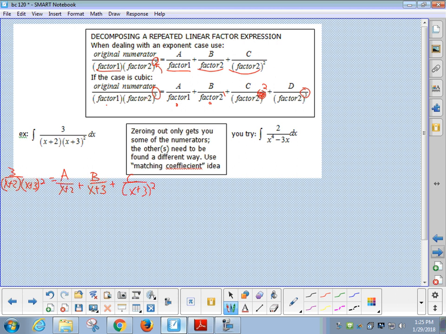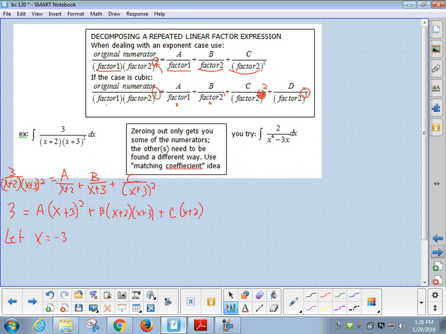So if I clear the fractions, I get 3 equals A times x plus 3 squared. You agree? B times x plus 2, x plus 3, and C times x plus 2 only. Now, there is one little extra wrinkle in here, so stick with me if you think you're home free. Not quite, we'll get there. The let idea still works to an extent. If I let x equal what?